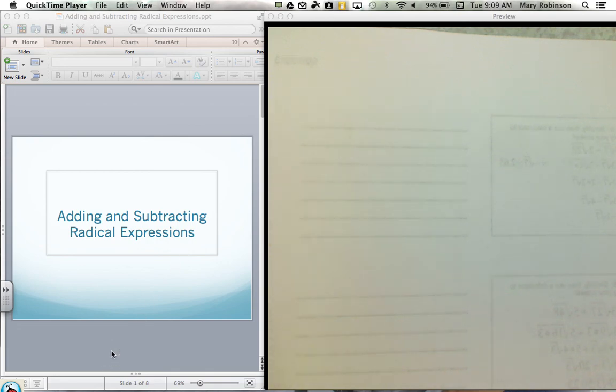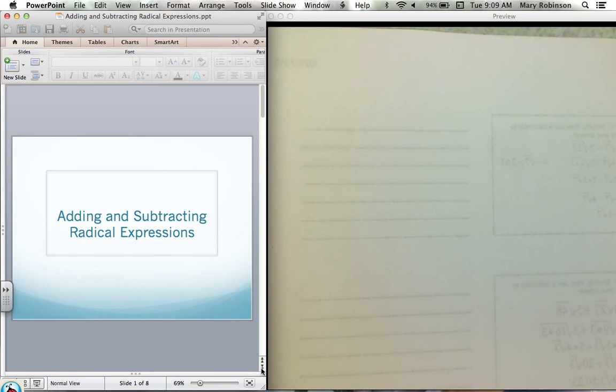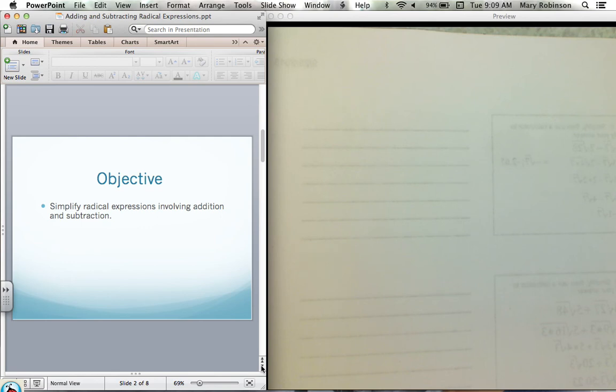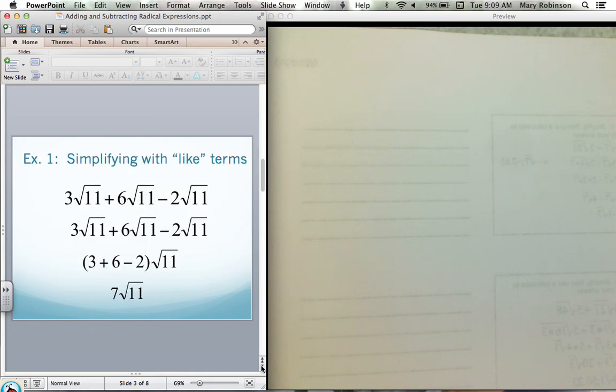Hi, today's lesson will be on adding and subtracting radical expressions. In order to be successful in this section, it is imperative that you have learned how to successfully simplify radicals by using the factor trees and simplifying it that way, not just putting it in your calculator. So the objective of this lesson is to learn to simplify these radical expressions when they involve addition and subtraction.